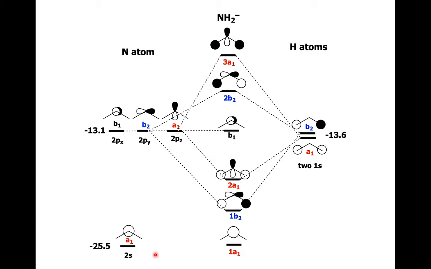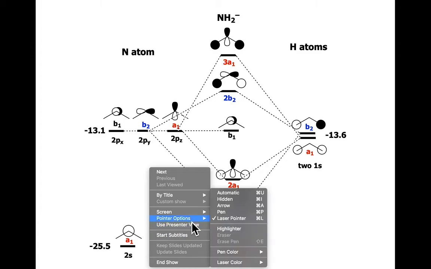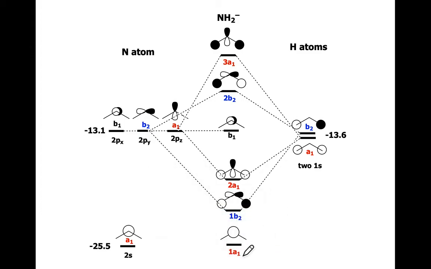And then finally, if we wanted to populate this with electrons, we have 8 valence electrons in this system, so 2, 4, 6, 8. And so now for this molecular ion, we have 2 electrons in the 1A1, 2 electrons in the 1B2, 2 electrons in the 2A1, and 2 electrons in the B1 orbital.